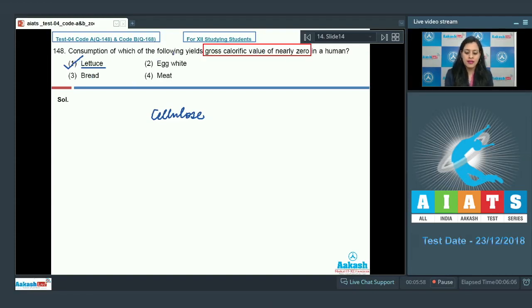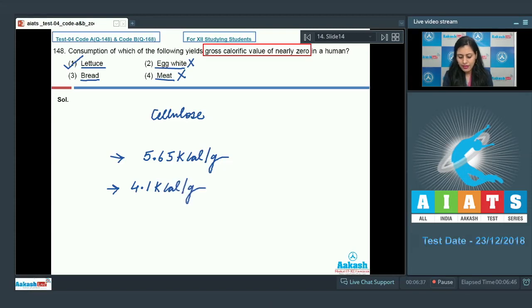The other options are egg white and meat, and these two are incorrect options because egg white and meat are proteinaceous in nature, and the gross calorific value for these two items is around 5.65 kilocalorie per gram. While for bread, which is a carbohydrate source, it would be 4.1 kilocalorie per gram. So this cannot be a correct answer. So the correct answer for this question is option number 1. Let's discuss our next question.